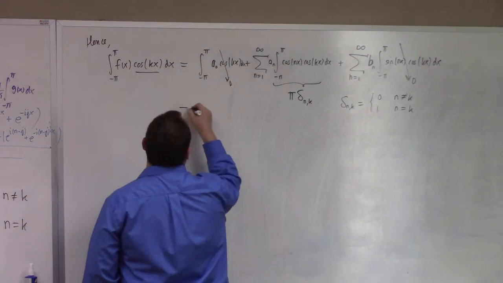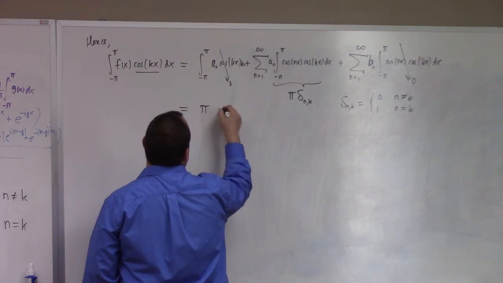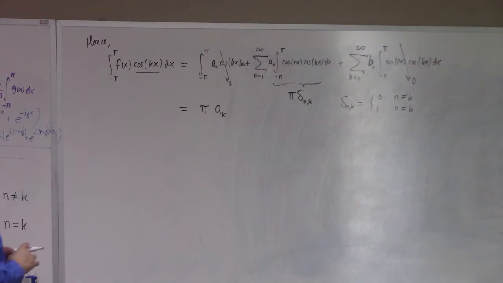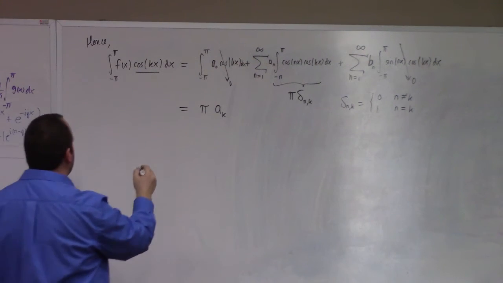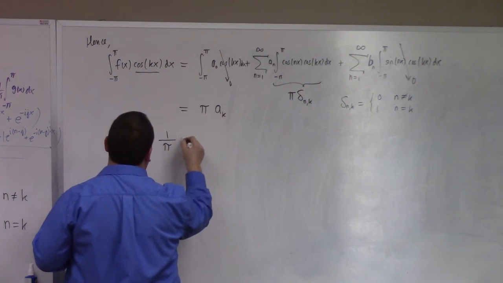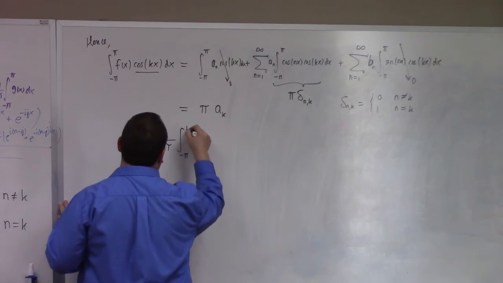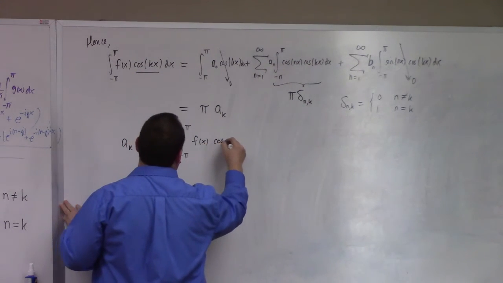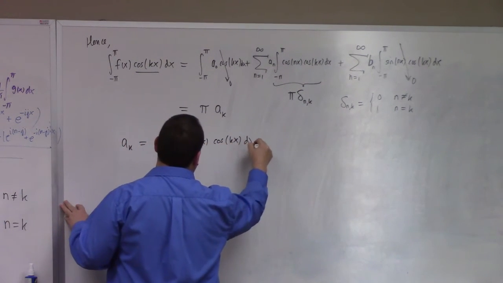So this is just equal to pi times a sub k, which is pretty awesome because we just found the formula for a sub k. A sub k then is equal to 1 over pi integral from minus pi to pi of f of x times the cosine of kx dx.